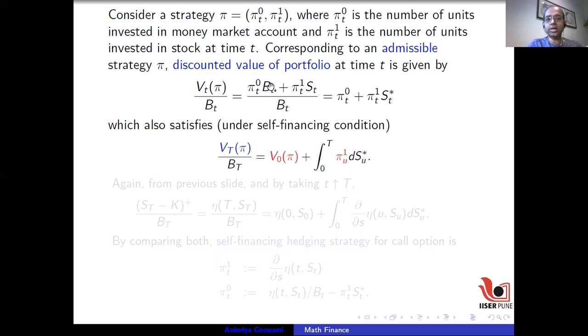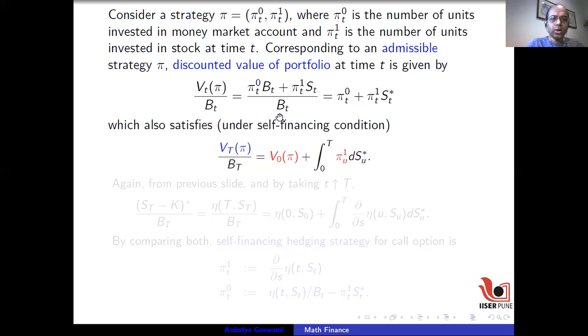So the addition of that would be the portfolio value, and I am dividing by B t so that I get the discounted portfolio value. Now this is equal to pi 0 t plus pi 1 t times S star t. S star is the discounted stock price, S by B is S star. That is the standard notation I'm using everywhere, star for discounted quantities. So this much is pretty clear. I'm talking about nothing other than the value of the portfolio.